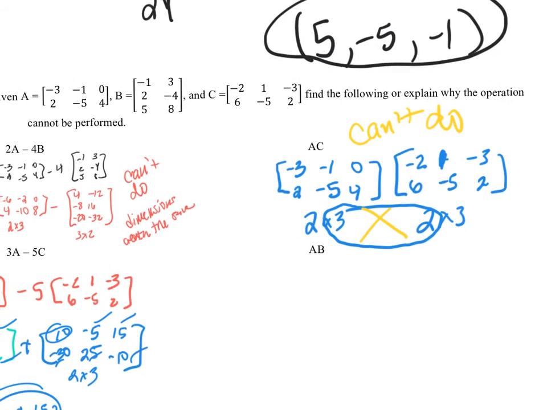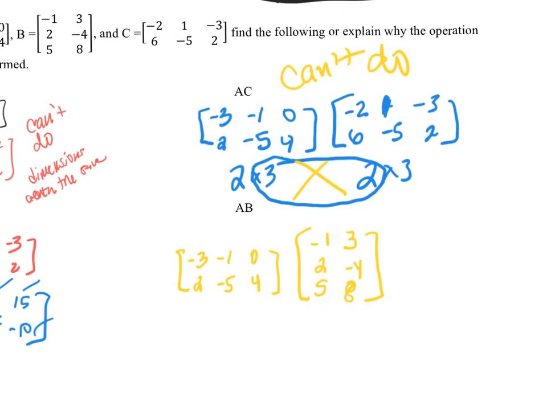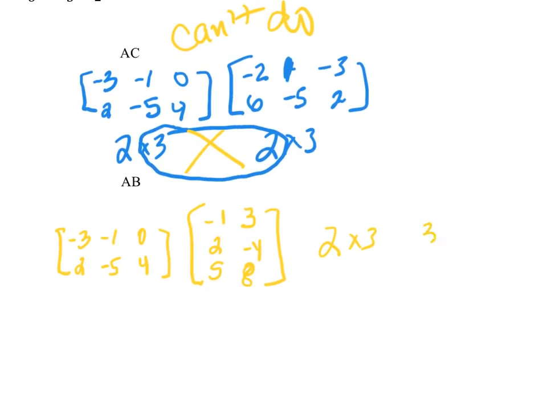I'm going to multiply A, which is negative 3, 2, negative 1, negative 5, 0, 4. And I'm multiplying that by B, which is negative 1, 2, 5, 3, negative 4, 8. So now let's check to see if we can do this. A is a 2 by 3. B is a 3 by 2. Check the middle. Are these the same dimensions? Yes, they are. So that means my answer is going to be in the form of a 2 by 2.